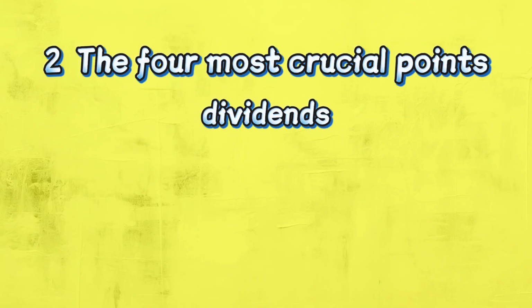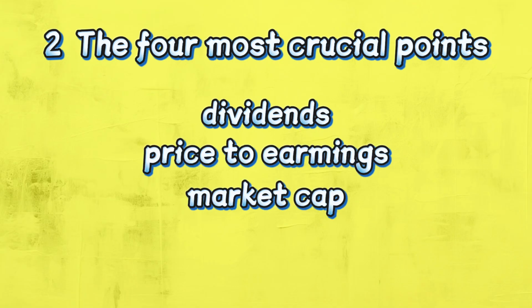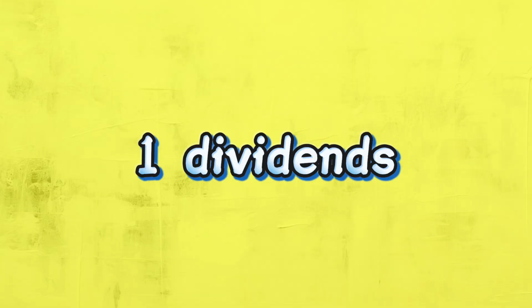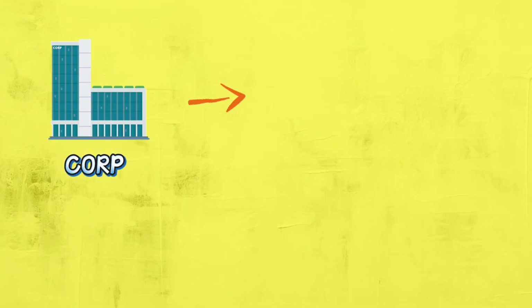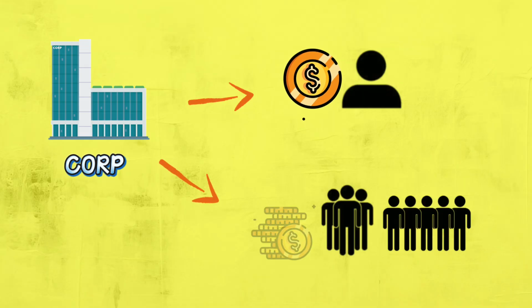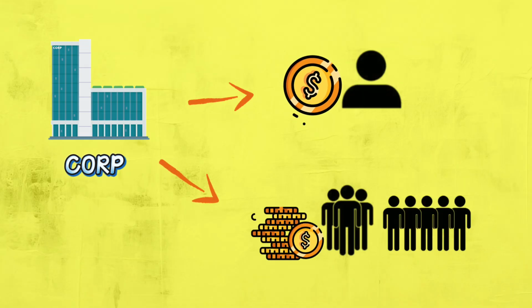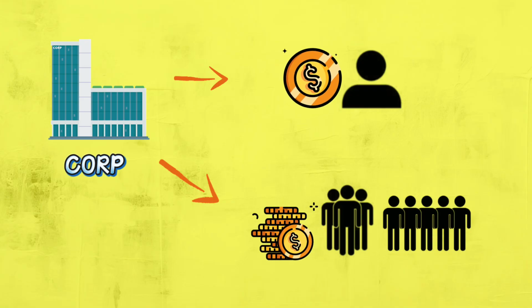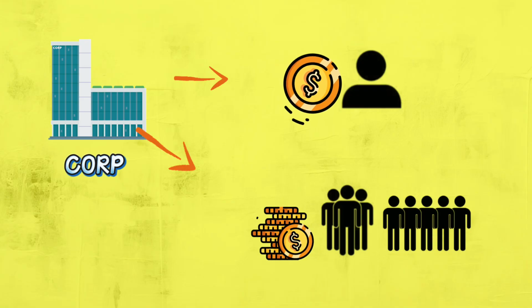Chapter 2. Dividends, price to earnings, market cap, and earnings per share. These four terms are essential for understanding any stock. 1. Dividends. Dividends are payments a company gives to shareholders from its profits. If a company consistently pays dividends, it usually means it earns money steadily and has strong cash flow. For beginners, these companies are often more reliable and stable.